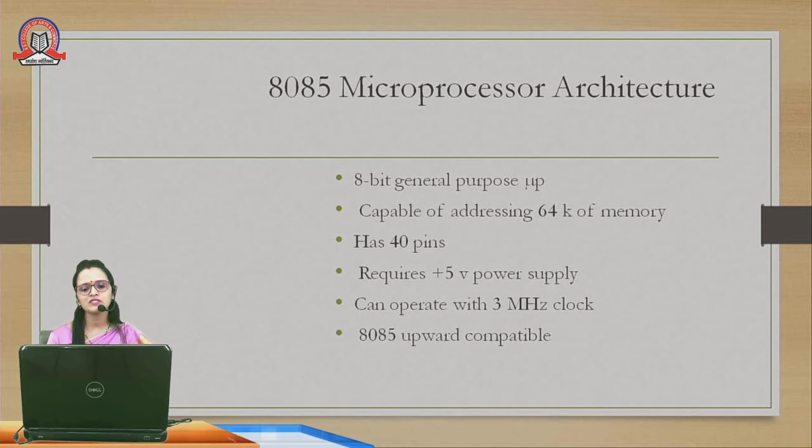It has 8-bit general purpose registers and register pairs. Second, it is capable of addressing 64K of memory, has 40 pins, requires a 5-volt power supply, and can operate with a 3 megahertz clock, and it is 8080 upward compatible. This is the configuration of the 8085.